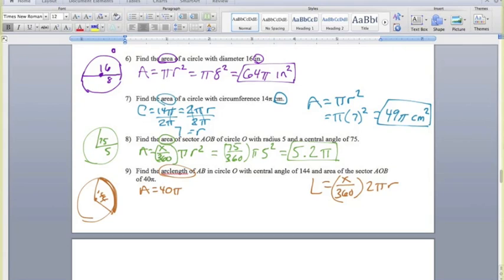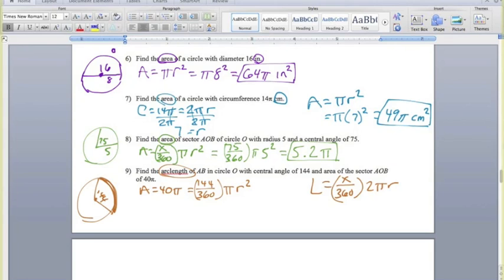So for this, I need to know my angle. That's 144. I know that. I also need to know my radius, and I don't know that. So that is why they gave us the area. We're going to use the area with the area formula to find the radius. So area, using the same formula as the previous problem, is x over 360. In this case, our angle is 144, pi r squared, and we don't know r.